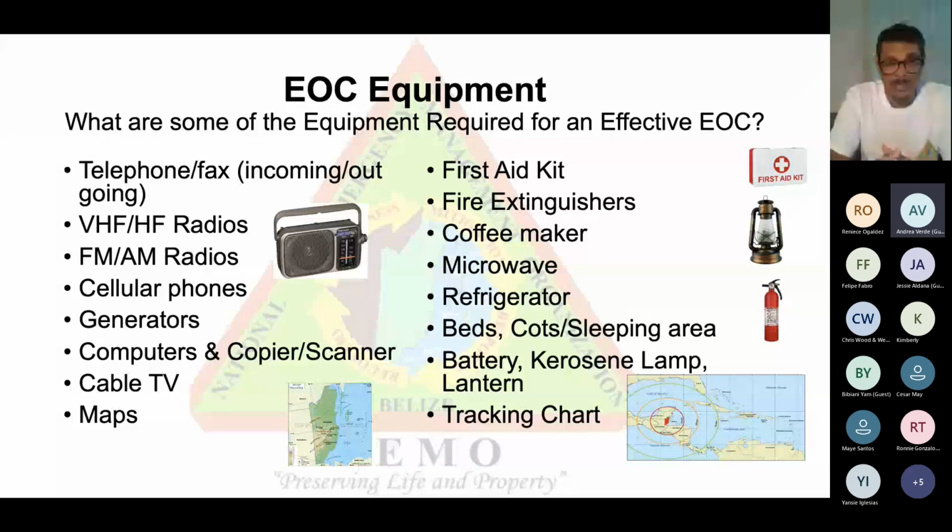A lot of people call on the radio when, for whatever reason, they can't get to the appropriate agency or to NEMO, and they would send messages over the radio, and we would hear it, and then we would try to verify the incident and then respond.